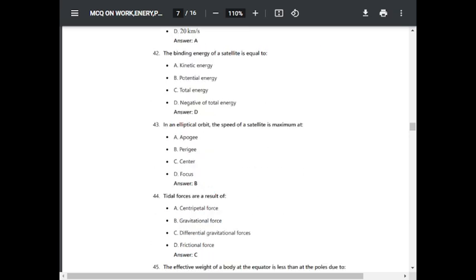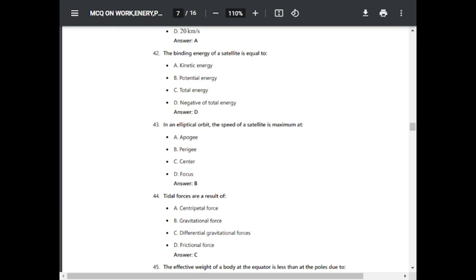Question number 43. In an elliptical orbit, the speed of a satellite is maximum at: option A, apogee; option B, perigee; option C, center; option D, focus. The correct answer is B, perigee. In an elliptical satellite orbit, the speed of the satellite is maximum at perigee.